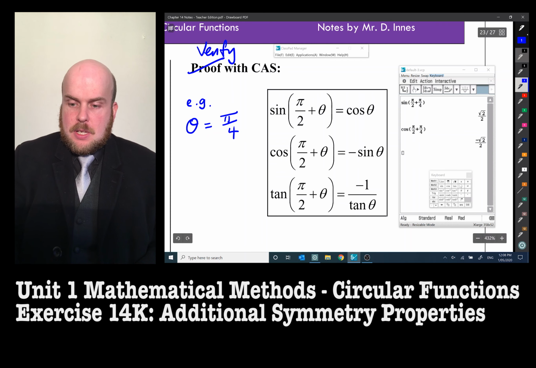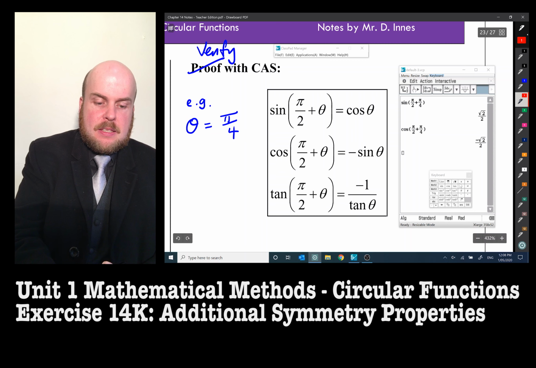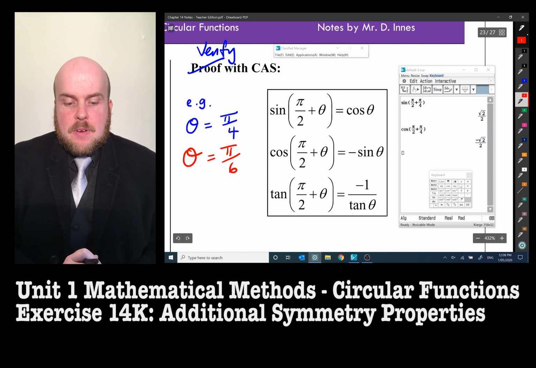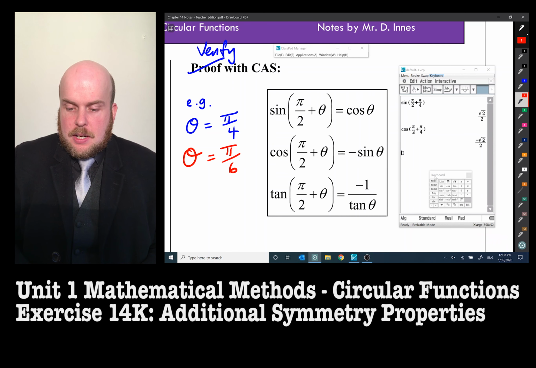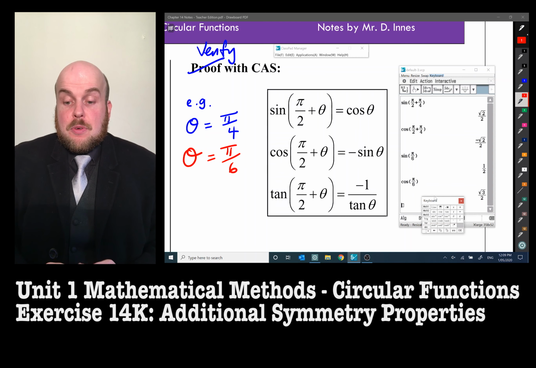So what I'm going to do here is go with another example. Instead of pi over 4, I'm going to go with pi over 6. I'm going to verify using pi over 6. So as a reminder of what those are equal to, sine pi over 6 is equal to a half. But cos pi on 6 is going to be very different. It's going to be root 3 on 2.